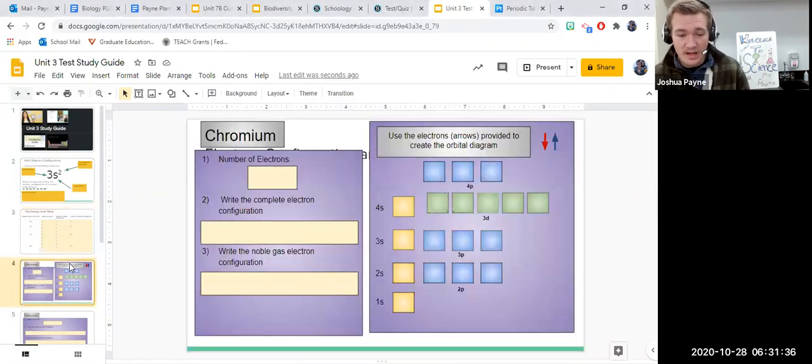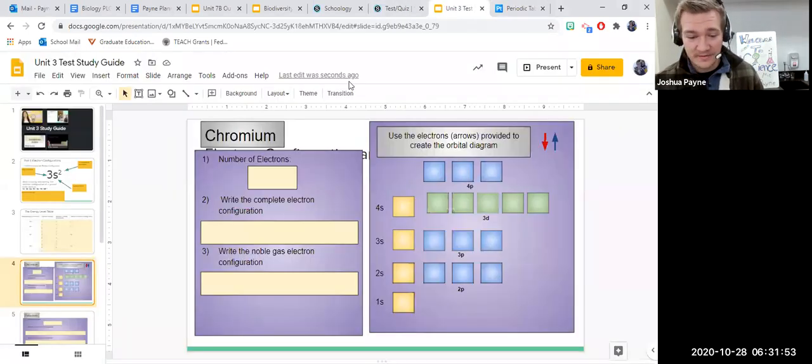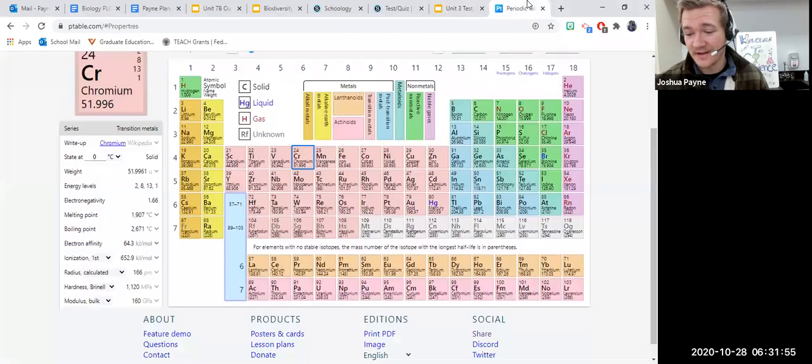Okay, next one, we're going to do the electron configuration for our friend chromium. All right, so first we have to figure out how many electrons are in chromium, and of course we're going to find that in the periodic table. Chromium right here is element 24. It always has been and it always will be. Now, is it an ion? We have to check. Nope, it does not say it's an ion. So that means this chromium is neutral. It has 24 electrons, all right? It has 24 electrons in it.